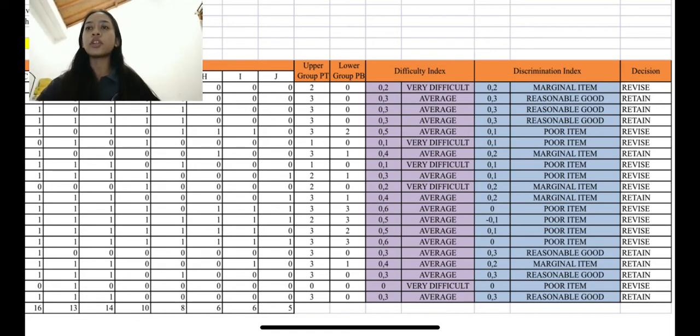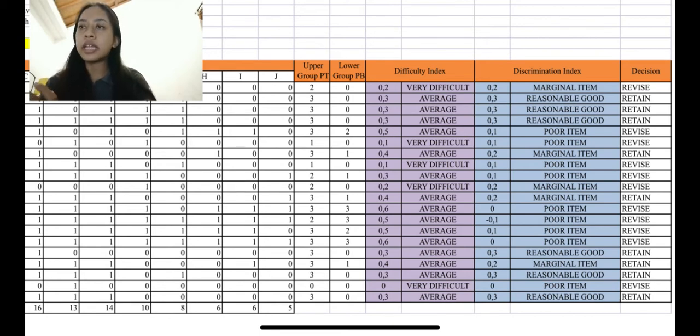So in our result, our analysis in the first test item, the difficulty index is very difficult because there are only three students that can answer the question correctly. Only two upper group can answer the question, and no one in the lower group can answer the question. So the difficulty index is 0.2.